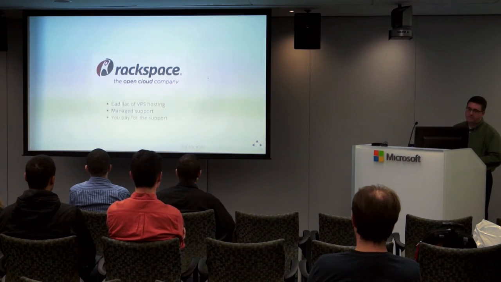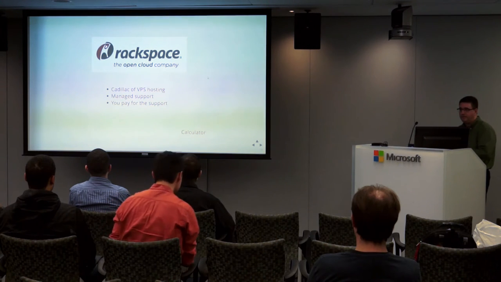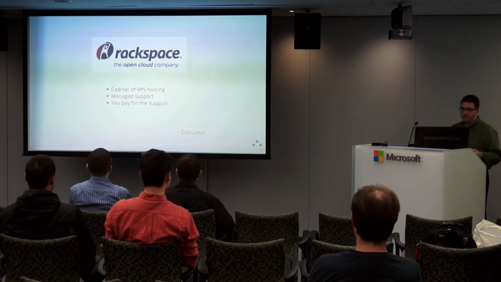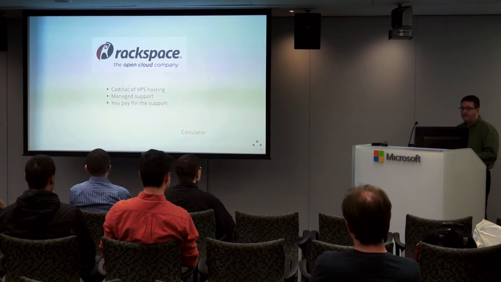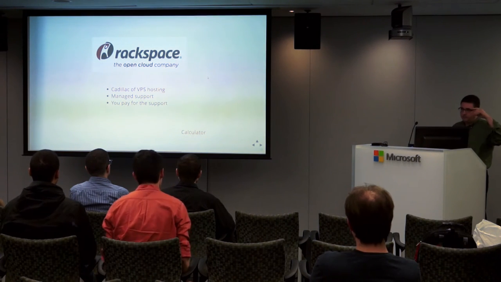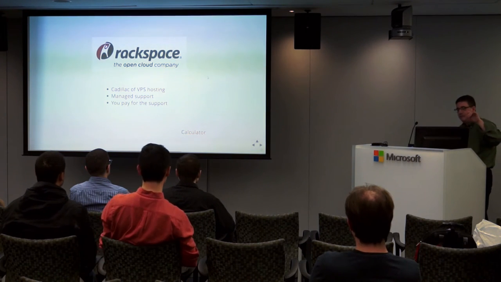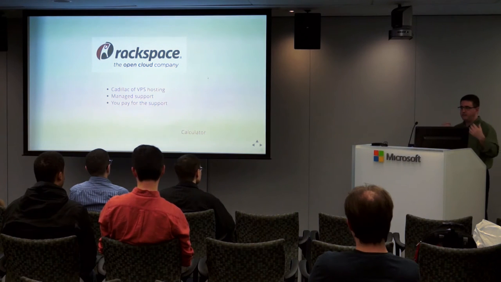And last but not least is Rackspace. Rackspace is kind of the Cadillac of VPS hosting. They offer a lot of other stuff like physical hardware and whatnot. They offer managed support, meaning they will actually dive into your machine, find out what's wrong, and you actually pay for that. On each of these slides, I have a link to the pricing plans. This one is a calculator, where you say, okay, I need this much bandwidth, I need this much space, and it spits out a rough price.